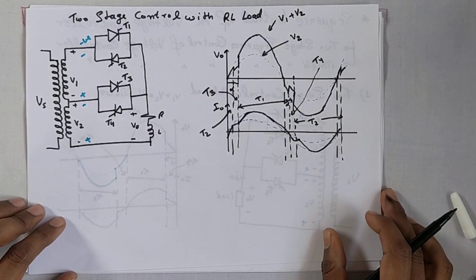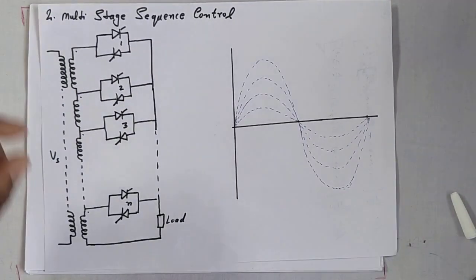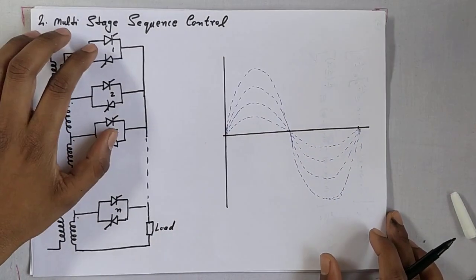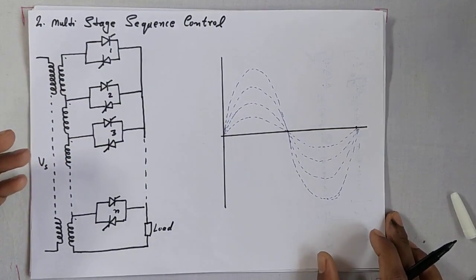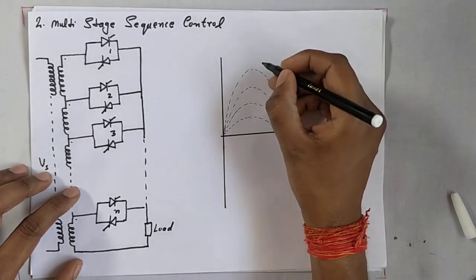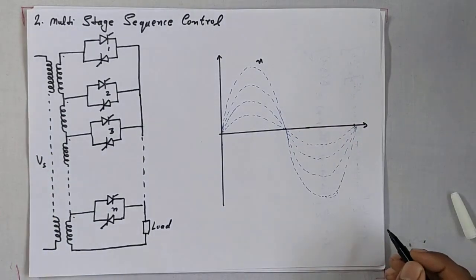Okay, now the next one is multi-stage sequence control. This one is multi-stage sequence control. In this, many back-to-back thyristors are connected in multi-stage, N stage, you can say. So for N stage, there are N number of waveforms.